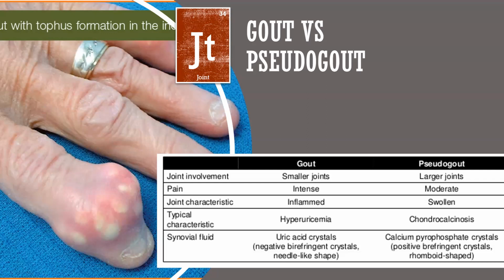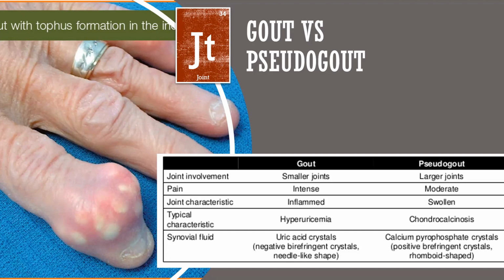Typically pseudogout is larger joints like knees, whereas gout is like toes and fingers and wrists. And you can see that they're always painful and inflamed, and that there's a real big difference in the crystals that are sucked out of these two different diseases. Really sucking fluid out and looking at the crystals is the only way to tell the difference. In practice, it's possible to see pseudogout in a small joint, and it's possible to see gout in a large joint. It just depends.